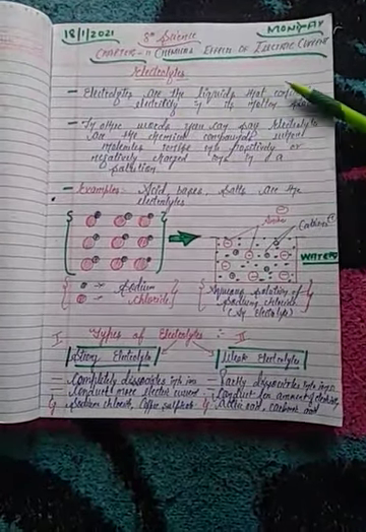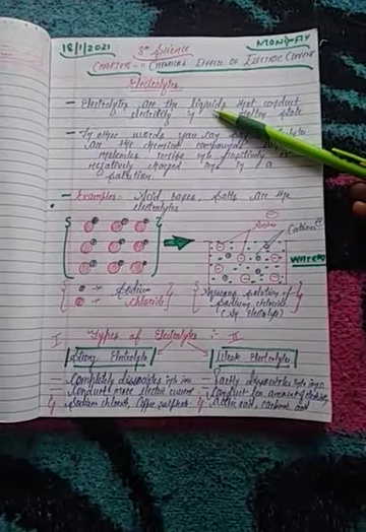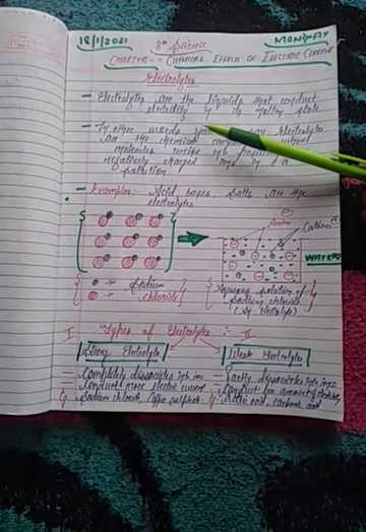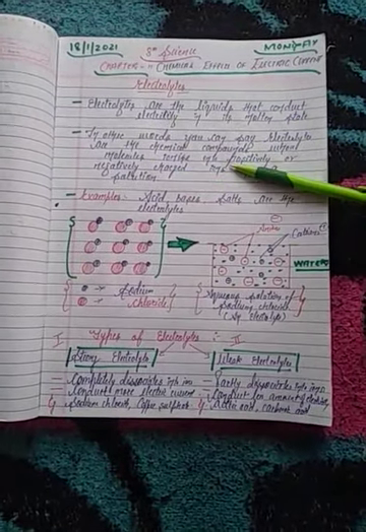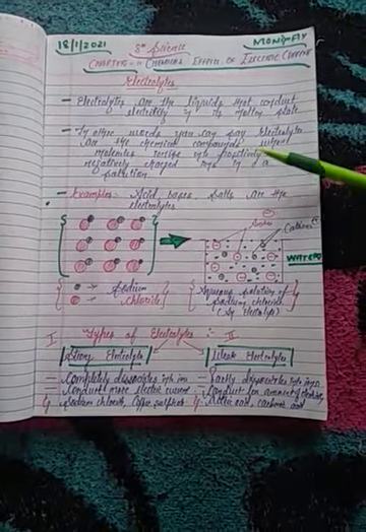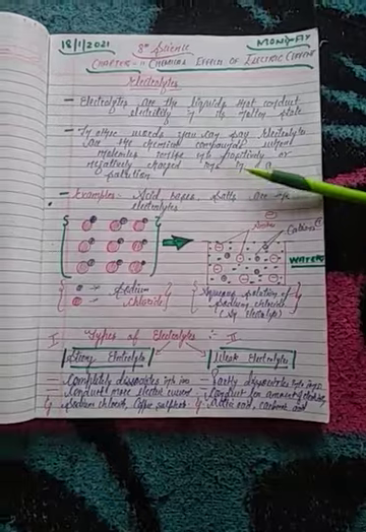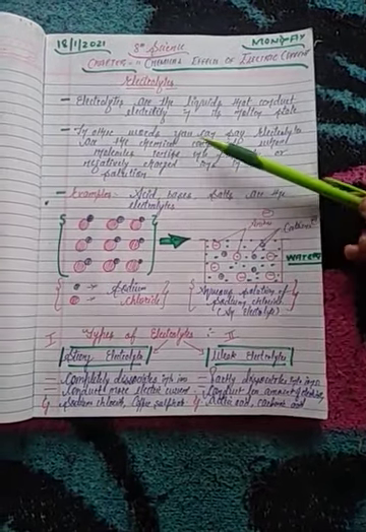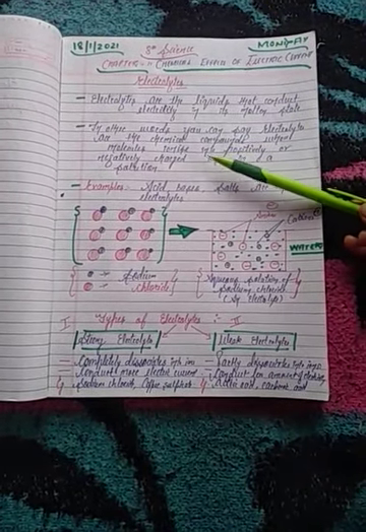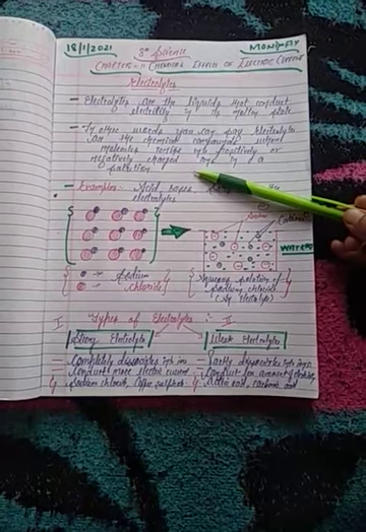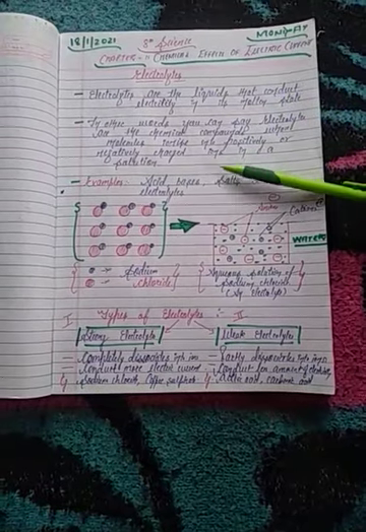Electrolytes are the liquids that conduct electricity in their molten state. Okay, electrolytes are the liquids that conduct electricity when they are in their melting state, or you can say molten state. Or in other words, electrolytes are the chemical compounds whose molecules ionize into positively and negatively charged ions in a solution. Means when we dissolve any chemical compound inside a liquid, it will dissociate into or break down into different ions, and these ions are positively charged or negatively charged.